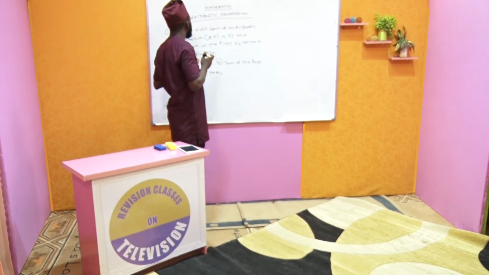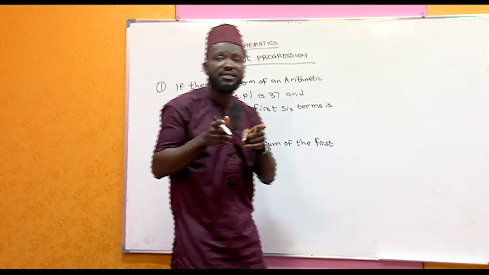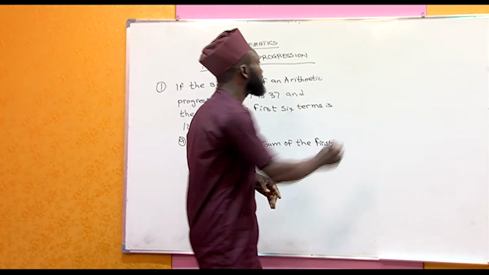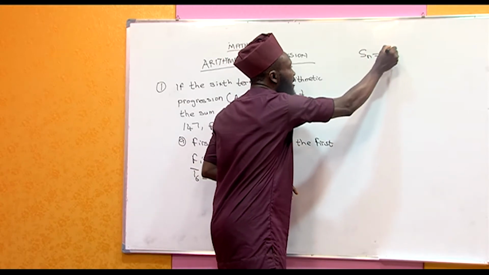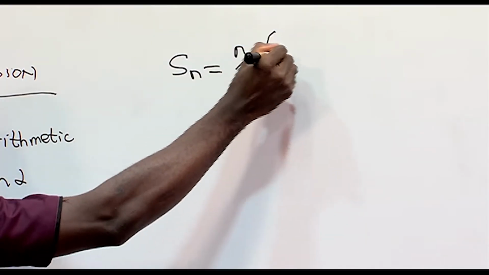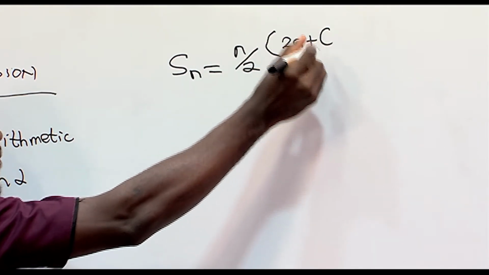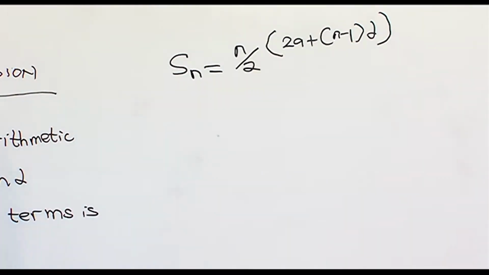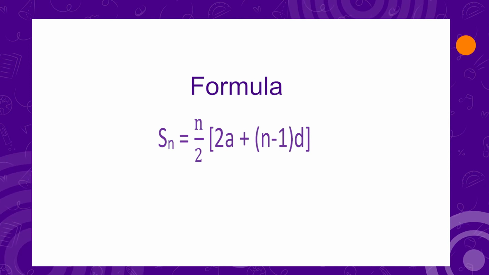We are told that the sixth term of an AP, which is also known as arithmetic progression, is 37. It means that my T6 is equal to 37. And also, we are given that the sum of the first six terms is 147. The formula we use for the sum of n terms is Sn equals n over 2, into bracket 2a plus, open bracket, n minus 1, close bracket, then multiply by d, then close with the big bracket.